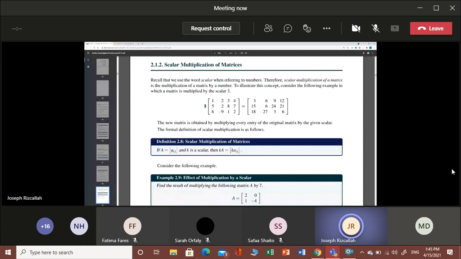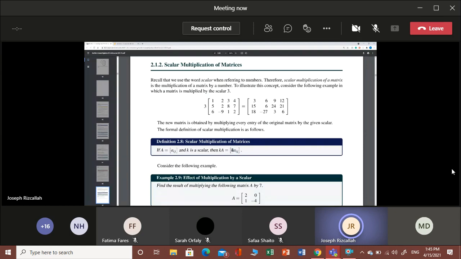So if we have this matrix A, which is given by its entries Aij, and we want to multiply it by the number k, right? Then the result is going to be a new matrix, which is the same size as A, but now every entry of this matrix will get multiplied by the number k.